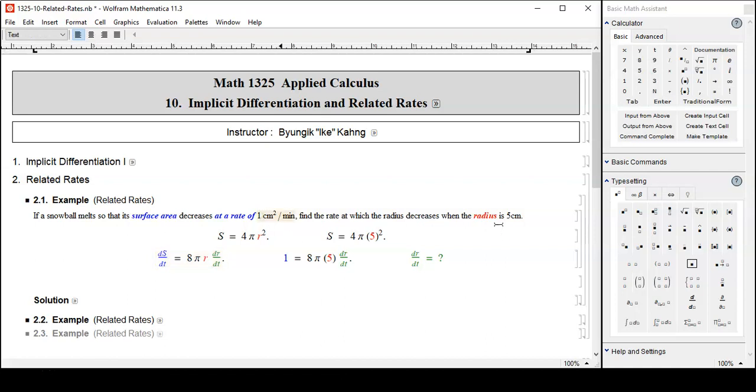Something is equal to 1, something is equal to 5, but which? The surface area decreases at the rate of 1 square centimeter per minute. So it's not S, but dS/dt that is 1. As in the color coding here, we get this left-hand side in blue. And the radius is 5, so plug in r equals 5. The red is 5, as you have this color coding. And the quantity I'm looking for is the rate of change of the radius.